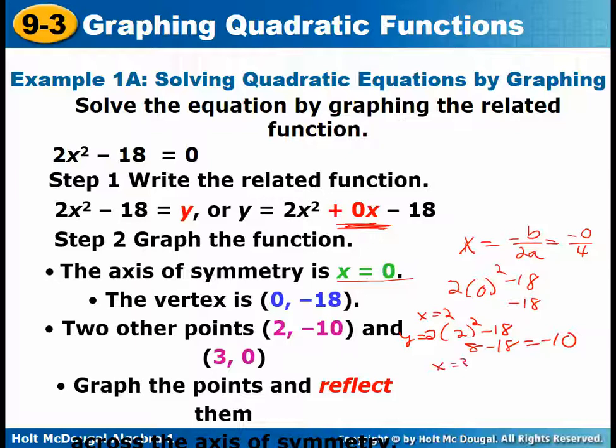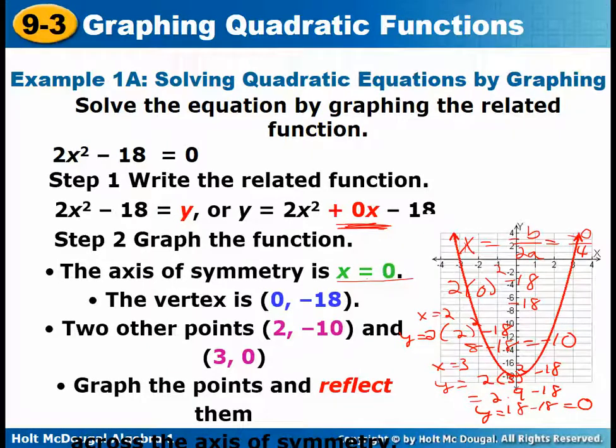When x equals 3, then we plug that into the equation, we'd have y equals 2x squared, but x is 3, minus 18. So that's 2 times 9 minus 18, which is 18 minus 18, which is 0. So y equals 0. So here's 2 other points, and then they graphed them, and then they also reflected these points across the axis of symmetry, so they'd have more points.